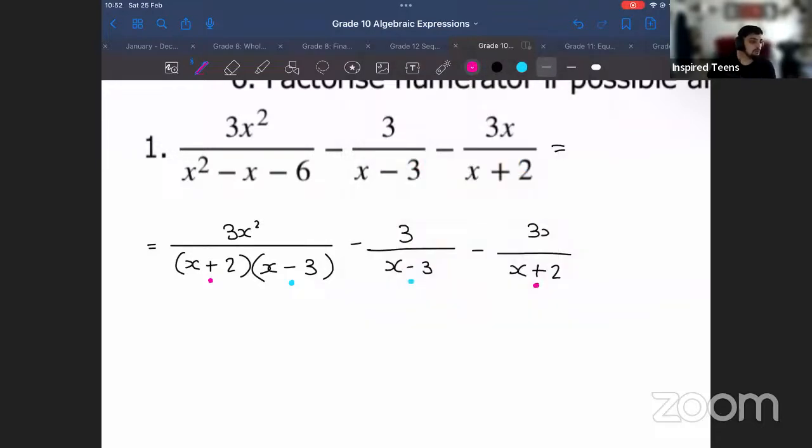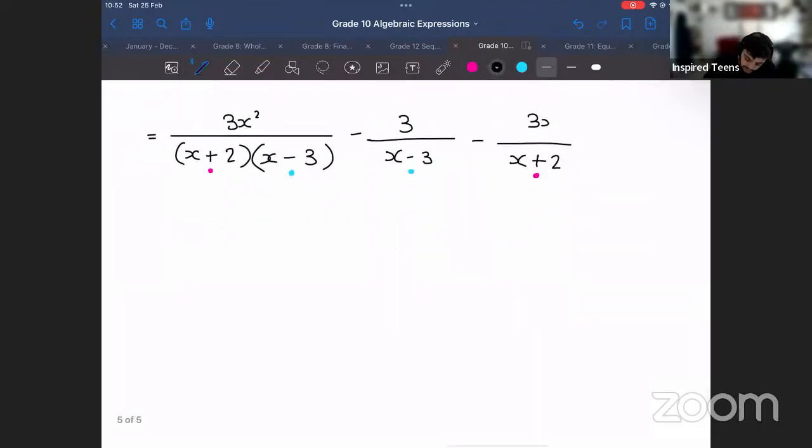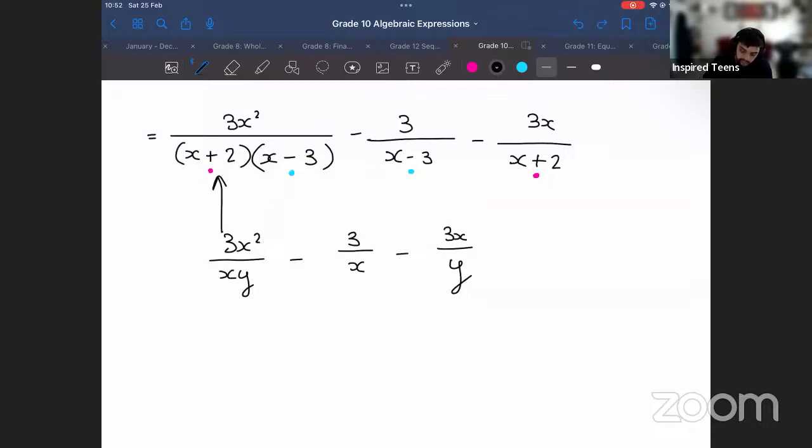Okay, so x minus 3, same type of variable, x plus 2. So we could treat this like we have 3x squared over xy minus 3 over x minus 3x over y. It's almost like the same thing. Okay, that's how we should treat it anyway. Like that's one variable, that's one variable. So I just replace it with one, call that x, call that y, call that x, call that y.